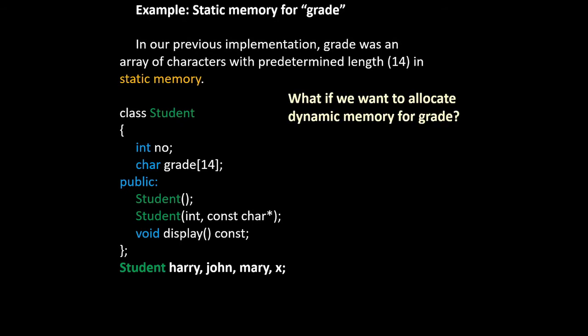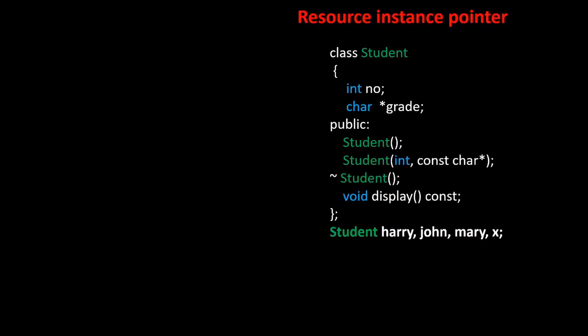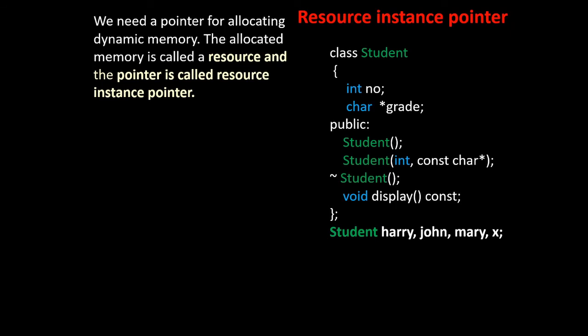Okay, but what if we want to allocate dynamic memory for grade, right? How do we handle that? So our resource instance pointer is the answer. What we need is a pointer for allocating dynamic memory. The allocated memory is called a resource, and the pointer is called a resource instance pointer. Okay, and that's what this is right here. It is a char star grade. So we convert that array over to a pointer.